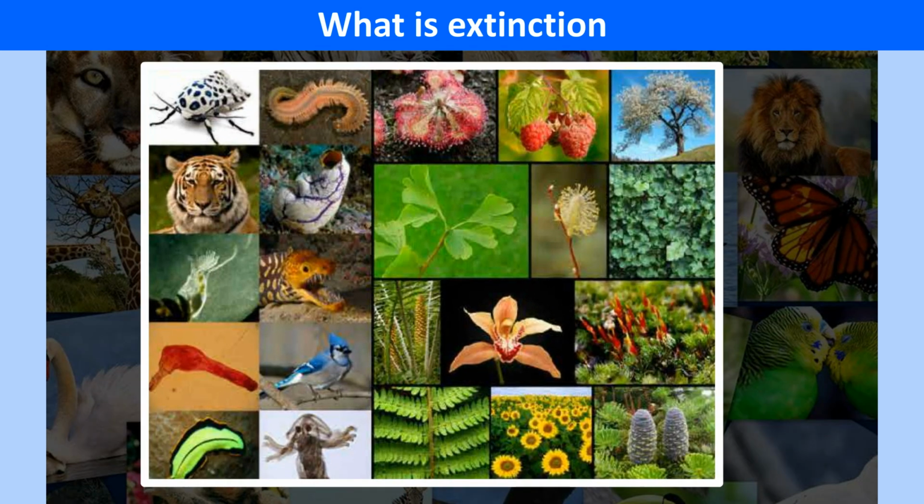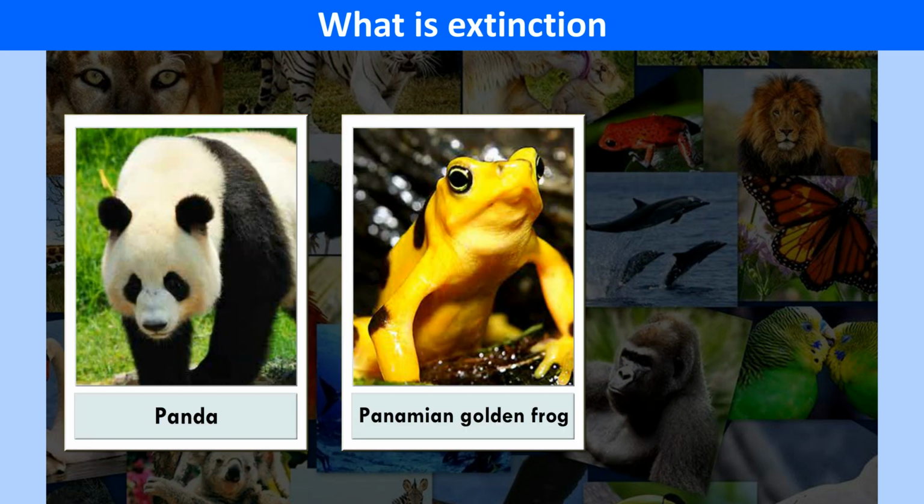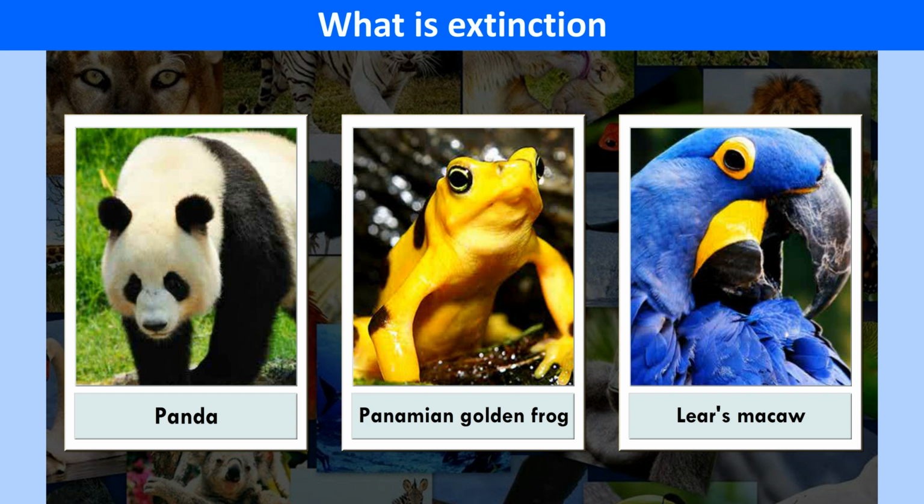Endangered species are those plants and wildlife that are so small in number that they face the risk of becoming extinct. Roughly 99% of all endangered species face the risk of extinction because of human activities. So, human beings are thought to be the greatest threat to biodiversity. Panda, Panamanian golden frog, Lear's macaw in Brazil, etc. are some of the few endangered species of the world.